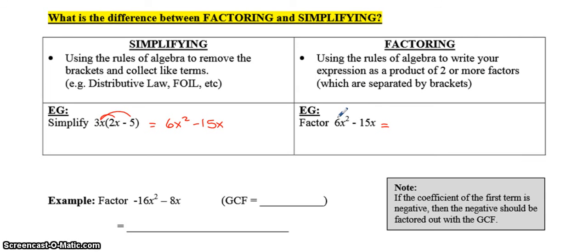Greatest common factor is in the front. Biggest number that can divide into 6 and 15 is 3. They both have an x, but the lowest exponent is 1. So the greatest common factor is 3x. That goes in the front as the monomial. Now we have to divide each of these by 3x. 6x squared divided by 3x is 2x. Negative 15x divided by 3x is negative 5x. So you can see these two are the opposite of each other.